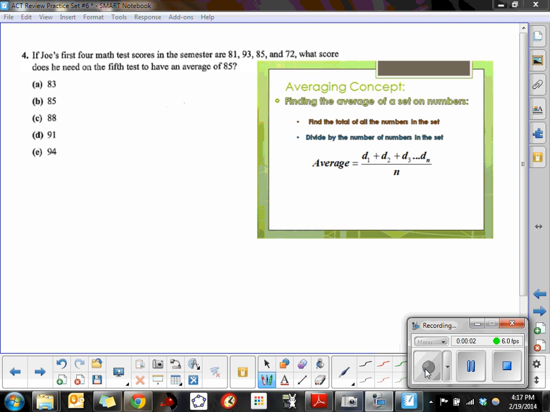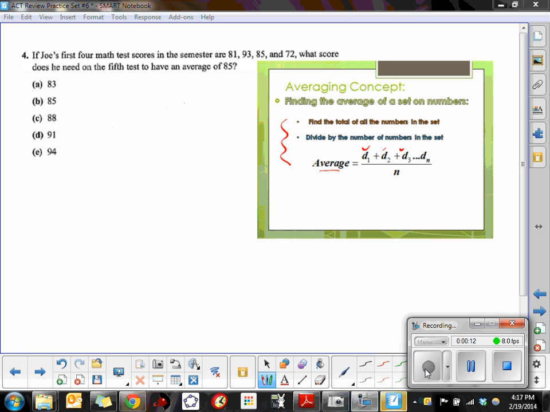In example number 4, we want to find Joe's fifth score so that he'll have an average of 85. So I've got a summary of how to find averages over here. What we want to do in order to find the average is you add up all the scores that they have, and then you divide by the number of scores that you have. So we have a total of 5 tests, and we want our average to be 85.